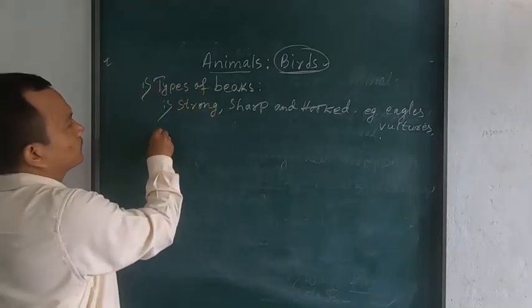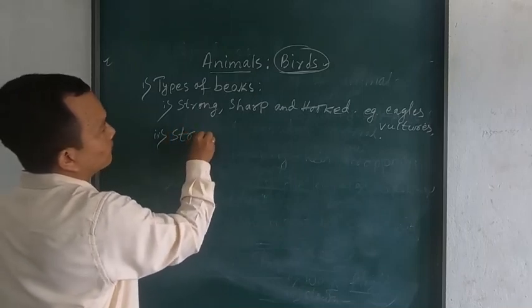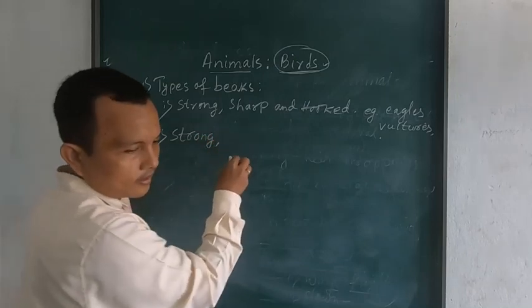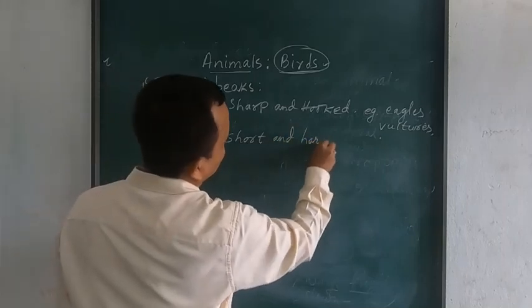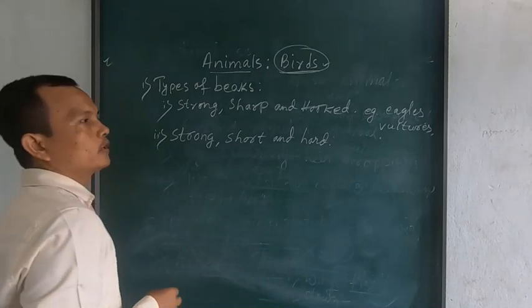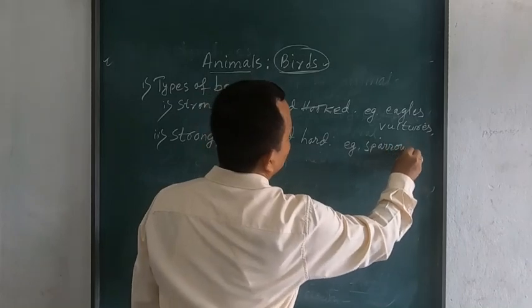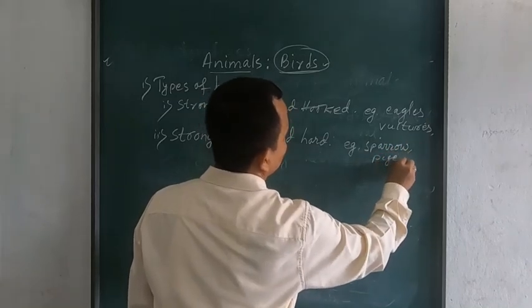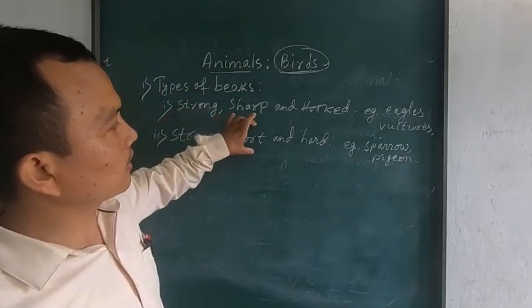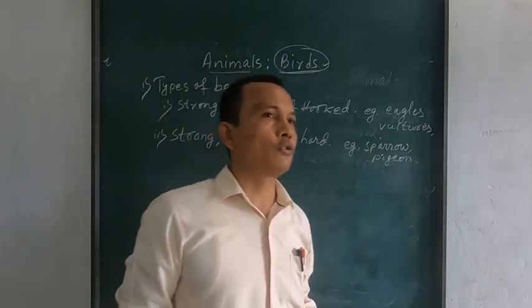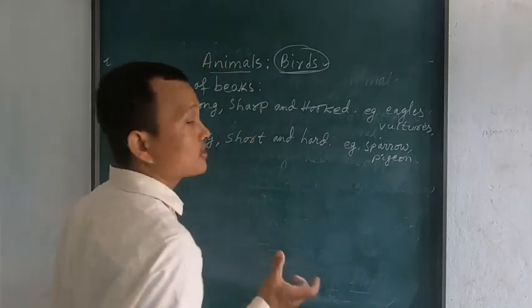And second, we can say another type of beak which is strong, sharp and hard. This type of beak is usually found with sparrows and pigeons. Usually this type of beak is helpful to crack nuts, grain or some seeds.